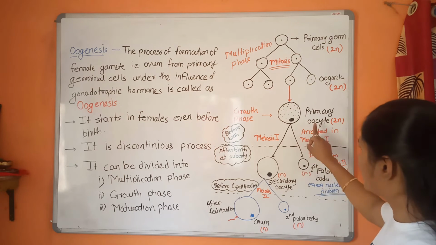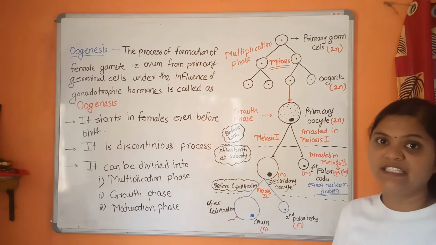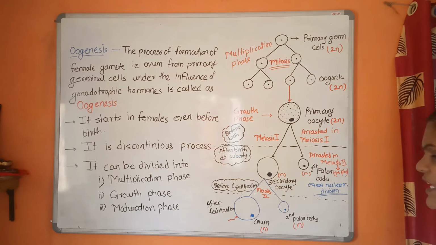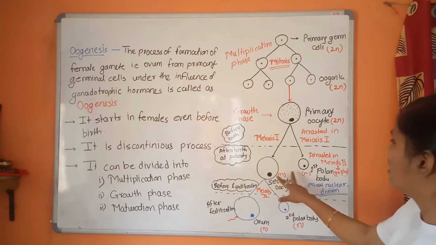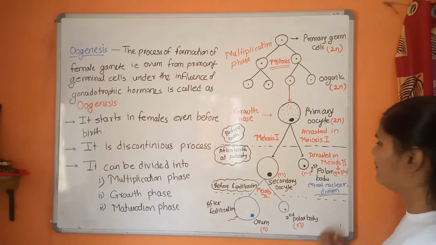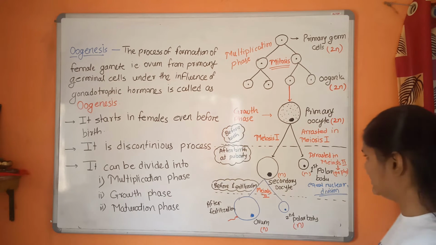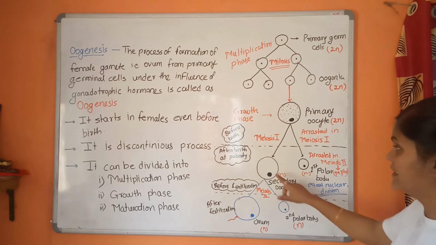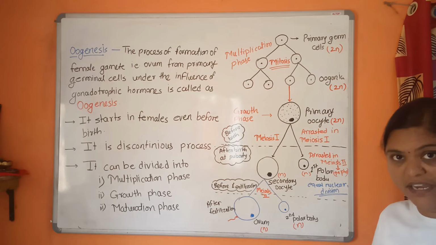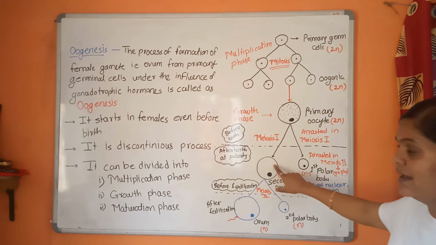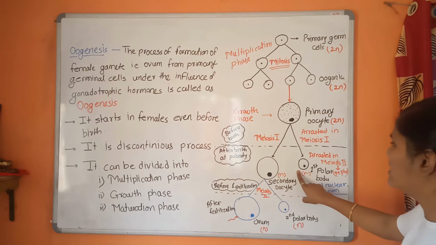So the primary oocyte completes its meiosis 1, and then it develops into two unequal cells, that is the secondary oocyte and the first polar body. Remember that here nuclear division is equal, but cytoplasmic division is unequal. That's why the size of the secondary oocyte is bigger as compared to the polar bodies.